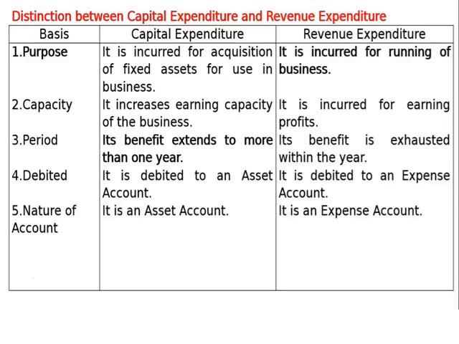Second is capacity. Capital expenditure increases the earning capacity of the business, and revenue expenditure is incurred for earning profit. Now, the earning capacity of the business increases year after year. If we see that in the first year we earned a profit of 10 lakh rupees, next year it will be 12 lakh, after that it will be 15 lakh, 20 lakh. So it will gradually increase. So capital expenditure increases the capacity of the business, whereas revenue expenditure is incurred for earning profit.